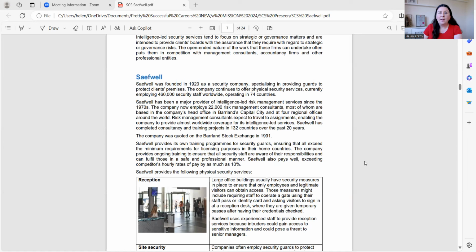Saefwell provides its own training programs for security guards, ensuring that all exceed the minimum requirements for licensing purposes in their home countries. The company provides ongoing training to ensure that all security staff are aware of their responsibilities and can fulfill those in a safe and professional manner.